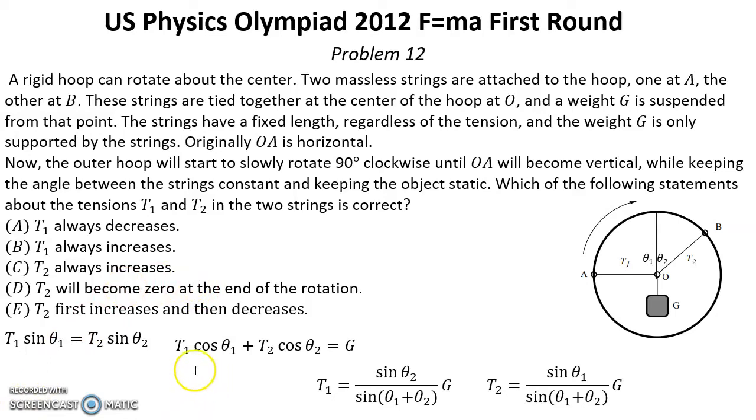Also, I can mention that we could guess this answer, because in the position when θ1 is 0, the equilibrium will be when tension T1 is G and tension T2 is 0. It's just a loose position. So this is why we can guess this answer.